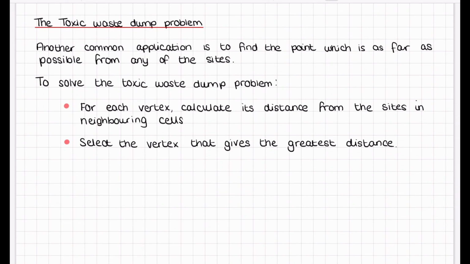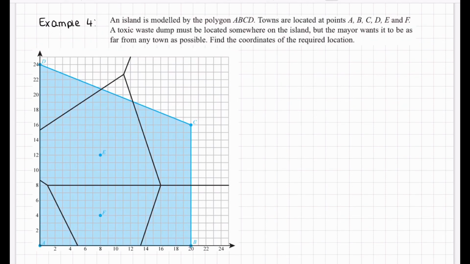Then the final thing with Voronoi diagrams is the toxic waste dump problem. It's another common application, which is to find the point which is as far as possible from any of the sites. To solve the toxic waste dump problem, for each vertex, calculate its distance from the sites in neighbouring cells. Select the vertex that gives the greatest distance. So last example, an island is modelled by the polygon ABCD. Towns are located at points A, B, C, D, E and F. A toxic waste dump must be located somewhere on the island, but the mayor wants it to be as far from any town as possible. Find the coordinates of the required location.